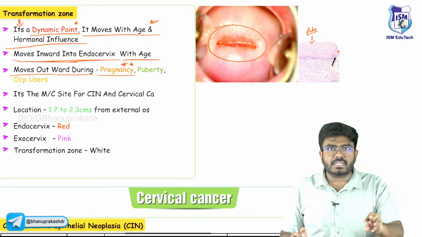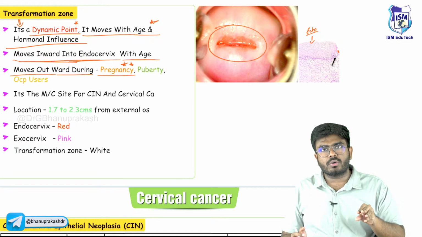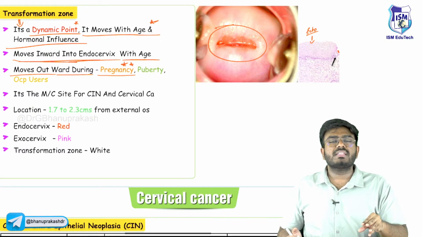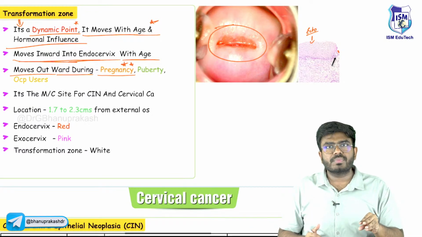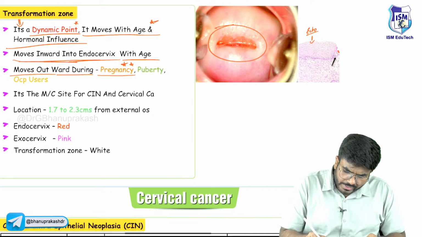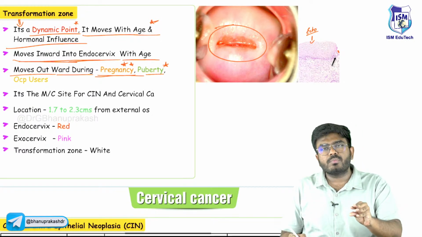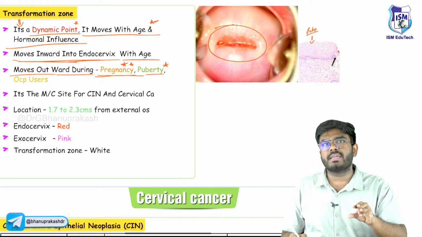Yes, during pregnancy, there is more outward movement of the transition zone. As it is more outward, there is a chance that it can get viruses like human papillomavirus, which is the most common cause of cervical cancer. Okay, so pregnancy, and during puberty also. During puberty, it is more exposed out, it's more externalized.